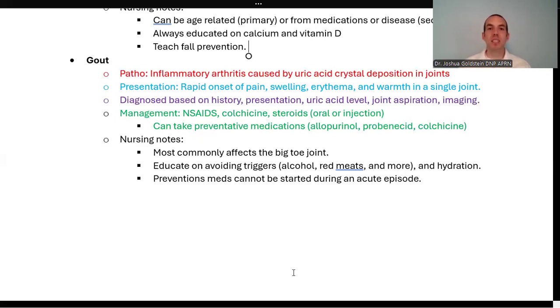Finally, prevention meds. If a patient does come in with a gout attack and they say, I've had it, this is my 3rd one this year, I want to be on a prevention med, we cannot start the prevention meds such as allopurinol or probenecid during an attack. We have to first treat the attack or flare-up or episode, whatever the patient calls it. But once it's resolved, then we can put them on the preventative medication.